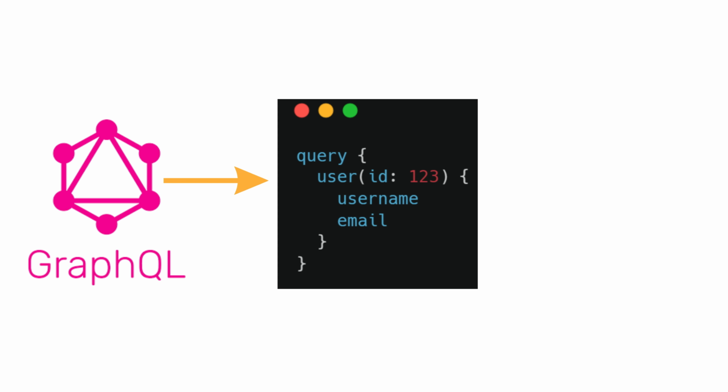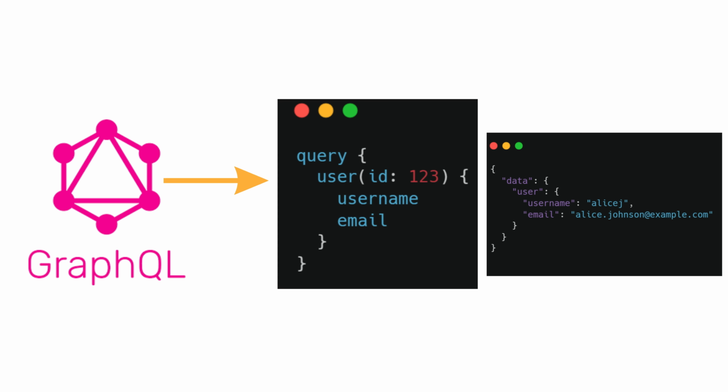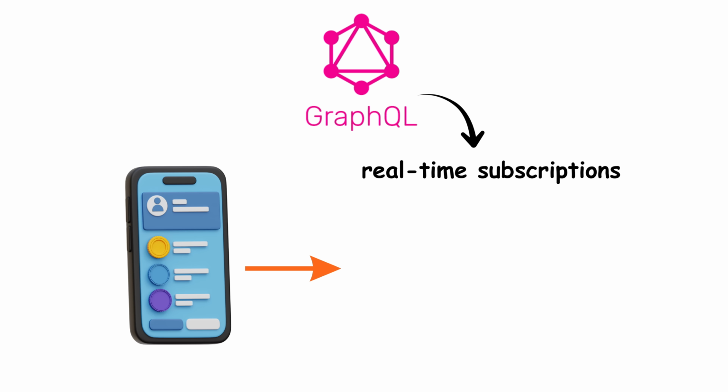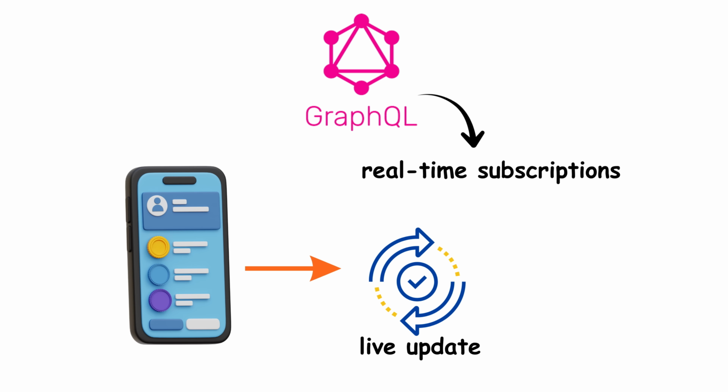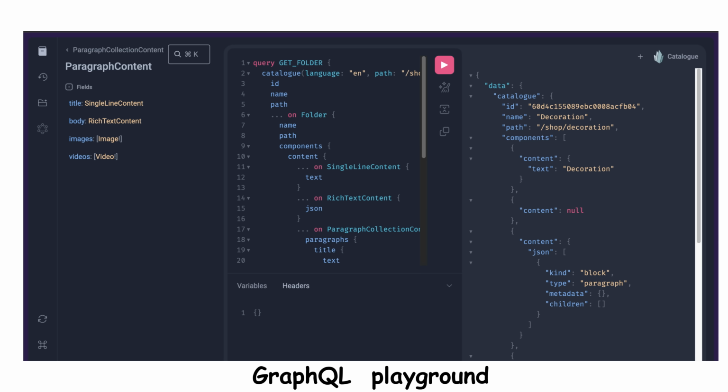GraphQL flips this completely. You write one query asking for exactly what you want, like just give me the username and email, skip everything else. One endpoint, one request, perfect data every time. But the killer feature of GraphQL is real-time subscriptions. Your app can listen for live updates automatically. Plus, GraphQL is self-documenting with a built-in playground where you can test queries instantly.